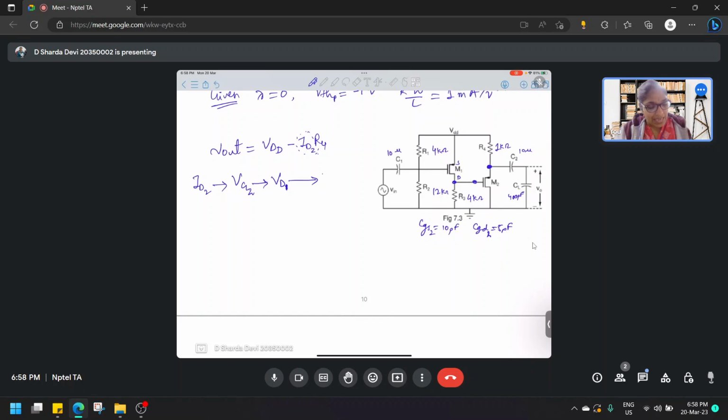For knowing this VD1, I need to go from the very beginning, and we'll start by finding VG1. From VG1 we'll find the currents, from there we'll find VD1, which is VG2, from VG2 we'll find ID2, and from there we'll find the output. That is how the flow will be. So we have to flow in this manner. Okay, so this is how we'll proceed. So first let's find VG1. How much is the VDD?